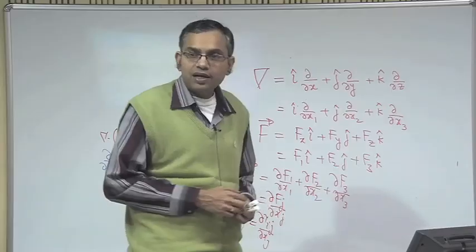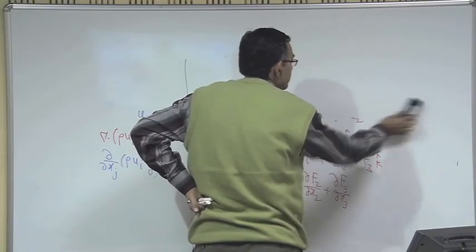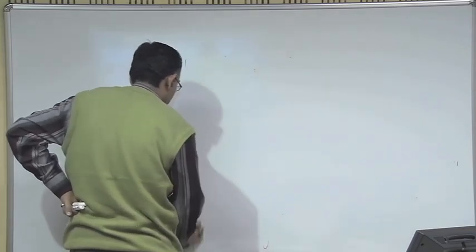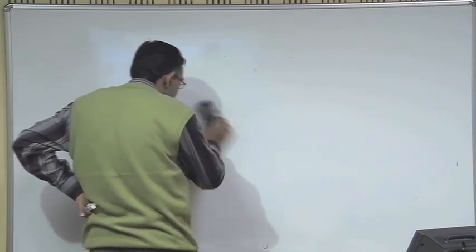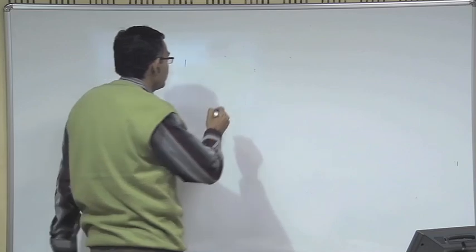Now, before proceeding further, we will look into the equation and try to see that if we are solving this equation, then what are the number of equations and the number of unknowns. So, let us note down the number of equations and the number of unknowns. Maybe let us do that on the board. What are the equations that we have derived so far? First, the continuity equation. So, let us write that.